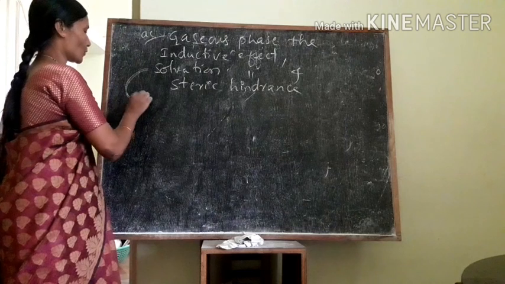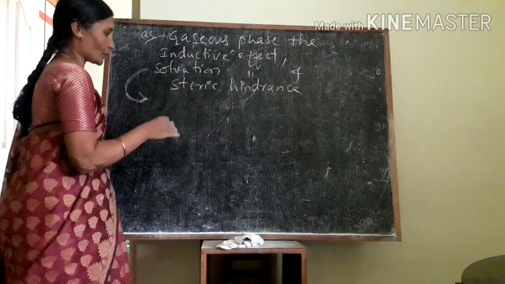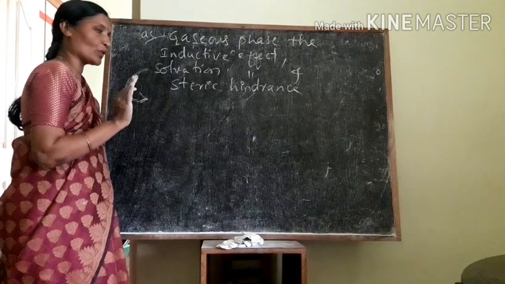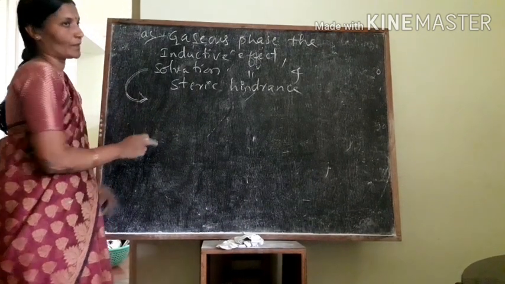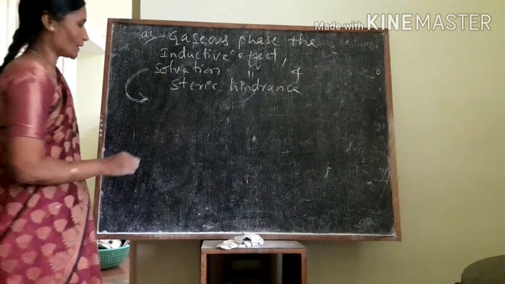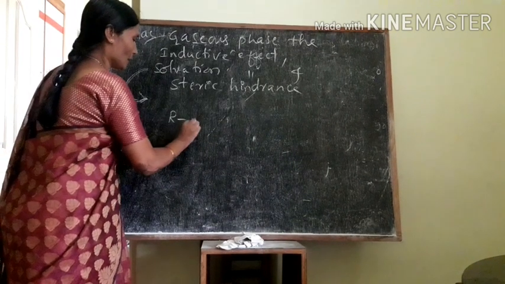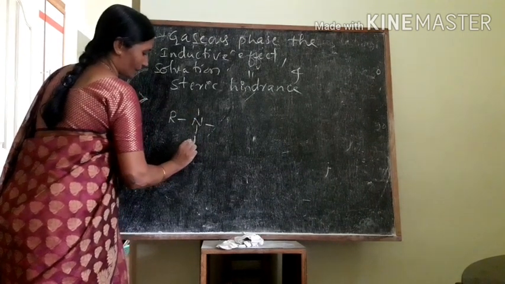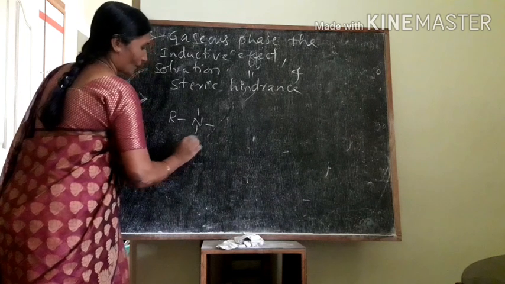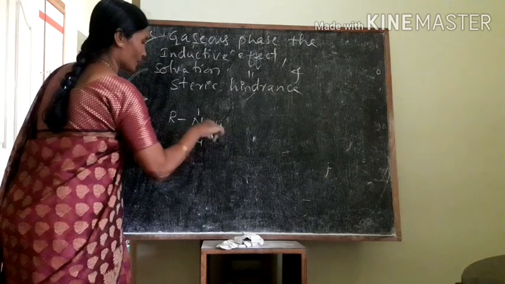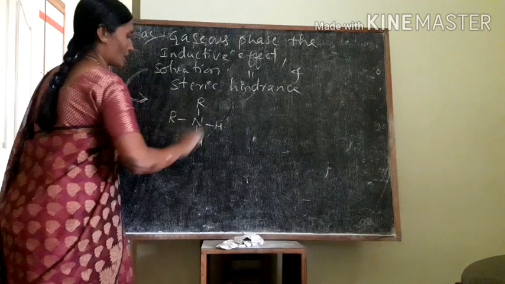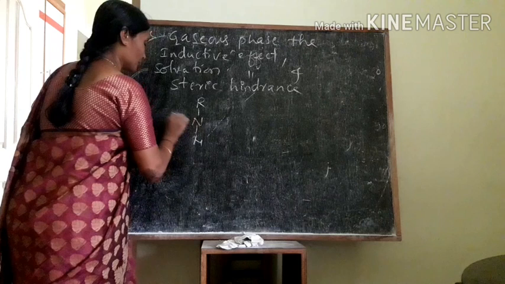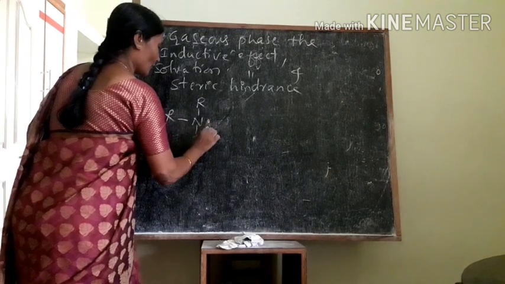Amines undergo solvation, meaning they are soluble in water, making hydrogen bond formation with ammonia and water. I will take this as a primary amine. Definitely this is H and H, this is R. This is a primary amine, with a lone pair of electrons.